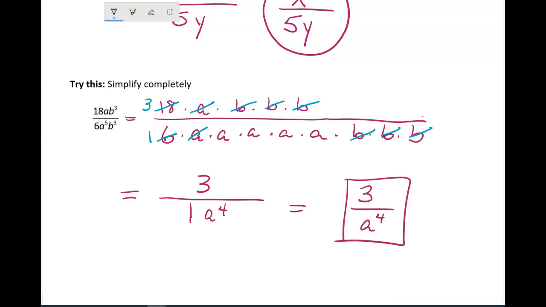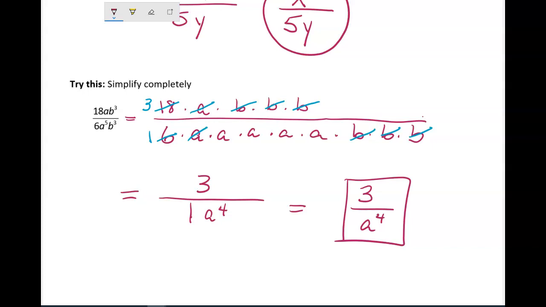All right, hopefully you got 3 over a to the 4th. Now, if you don't want to write them all out, you just need to visualize this. So for instance, just reduce the numerical part first. 18 over 6 is 3 over 1. And then if you think about the a's in expanded form, there are going to be 5 factors in the denominator and 1 in the numerator. If you cancel 1 apiece in the numerator and denominator, that'll leave you with 4 more in the denominator. So that's where a to the 4th in the denominator comes from. And then b cubed over b cubed is a number over itself, so it is 1.